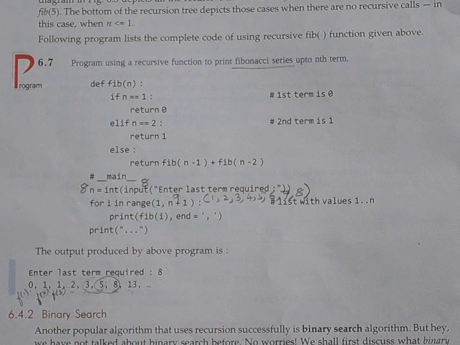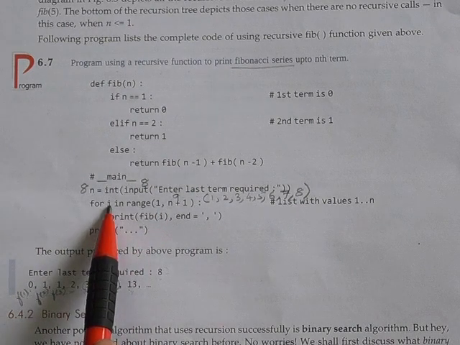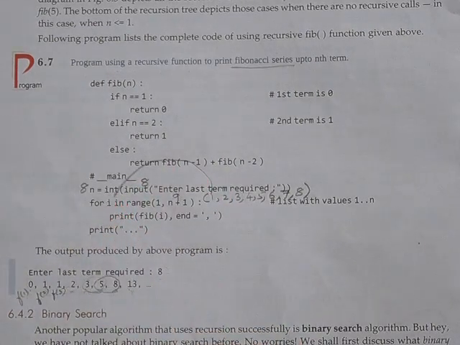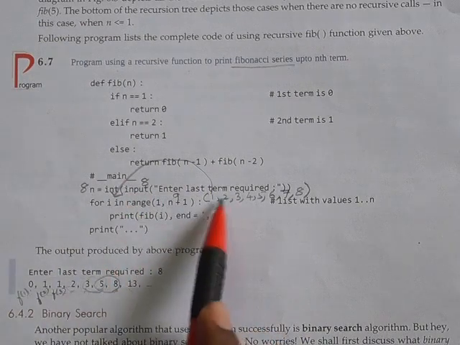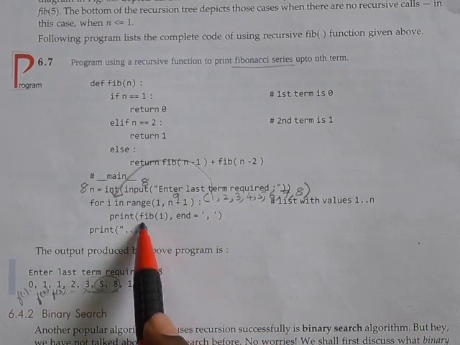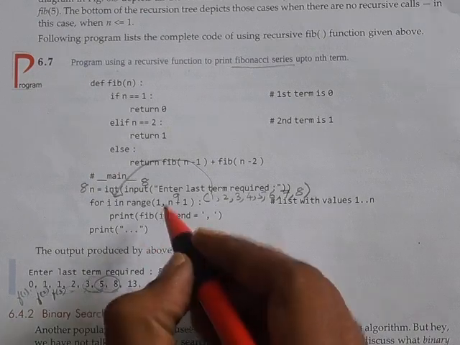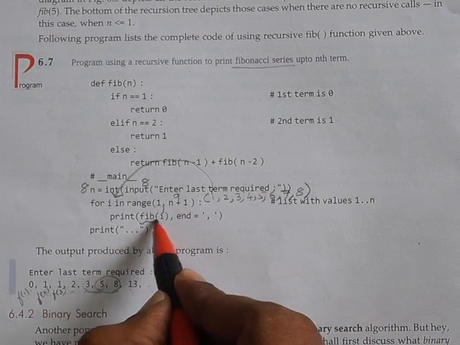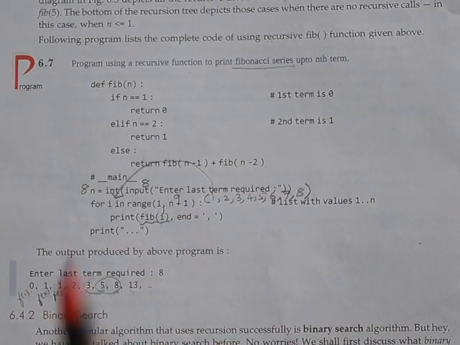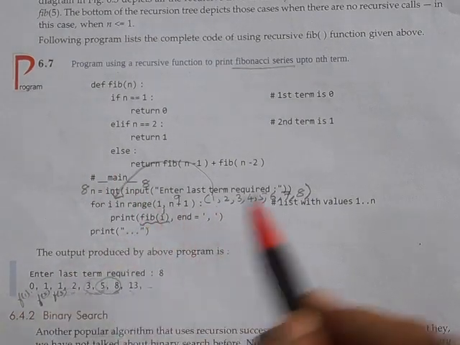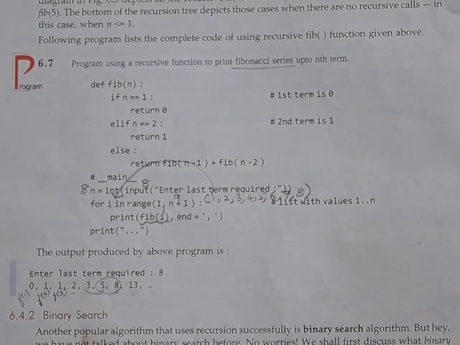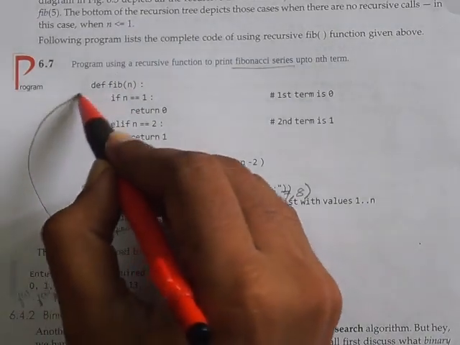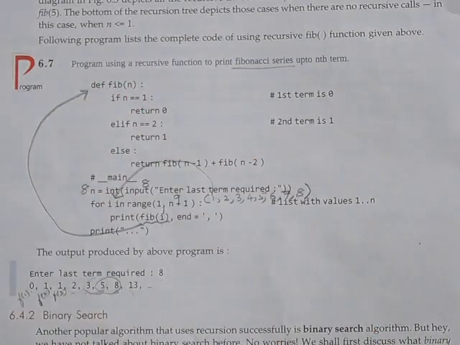So for the first round, what is the value of i? The value of i is 1, right? So fib of i means fib of 1. Am I right? Okay. So this is a function call statement, as you know very well. So this will call the fib definition. Where is the fib definition? It is here. So from here the control flow will go to the fib definition.